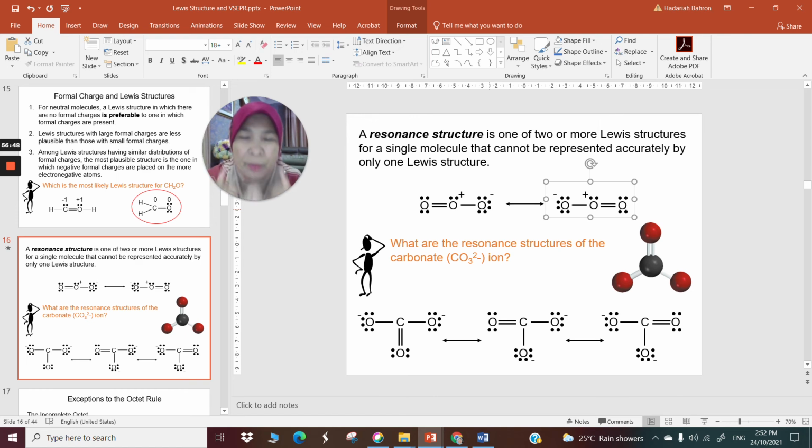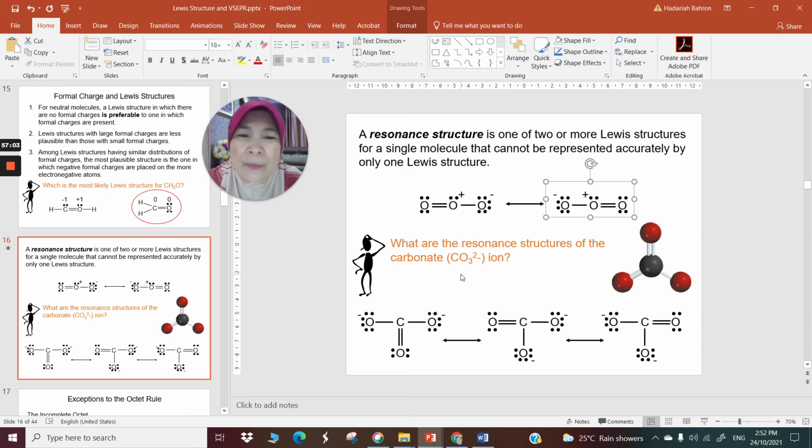You have both of the O-O bonds in ozone being the same length, but both are longer than a double bond, but shorter than a single bond. So you say that is resonance.